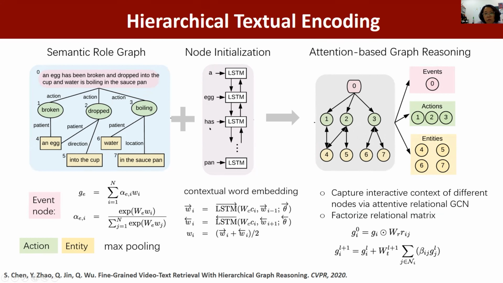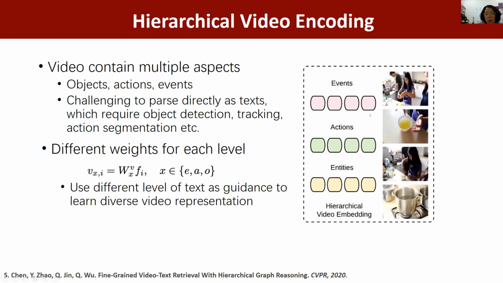At the end, for the query sentence, we have three levels of embeddings, corresponding to the global event level, action level, and entity level. On the video side, we also want a multi-level embedding, as video naturally contains multi-level aspects, involving detailed objects, actions, and the overall event.